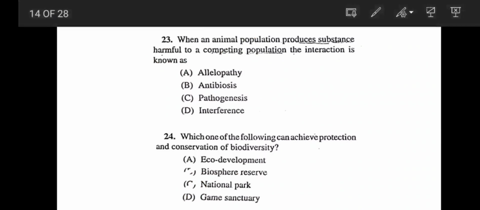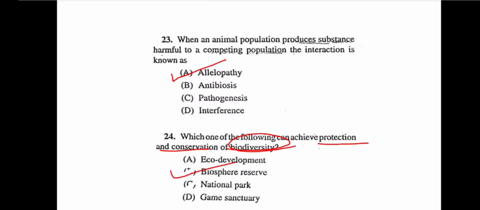Now coming to question number 23, when an animal population produces a substance harmful to the competing population, that kind of interaction is known as allelopathy. Okay. Next, which one of the following can achieve protection and conservation of biodiversity? The correct answer is biosphere reserve.